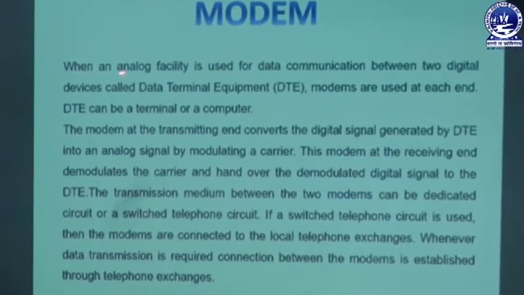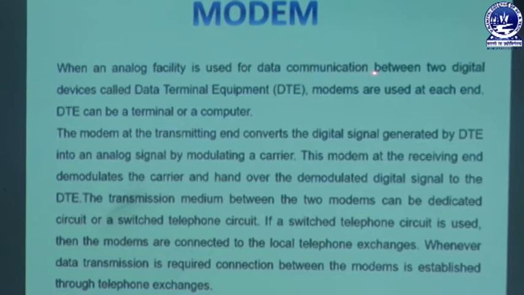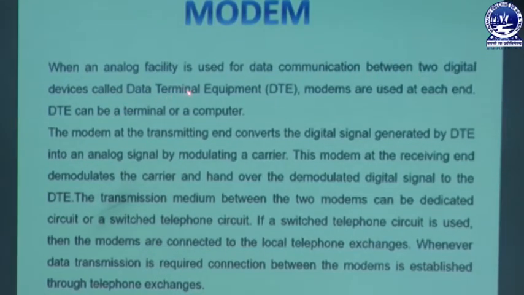When an analog facility is used for data communication between two digital devices called data terminal equipment, that is DTE, modems are used at each end. A DTE can be a terminal or a computer. The modem at the transmitting end converts the digital signal generated by the DTE into an analog signal by modulating a carrier. The modem at the receiving end demodulates the carrier and hands over the demodulated digital signal to the DTE. The transmission medium between the two modems can be a dedicated circuit or a switched telephone circuit.